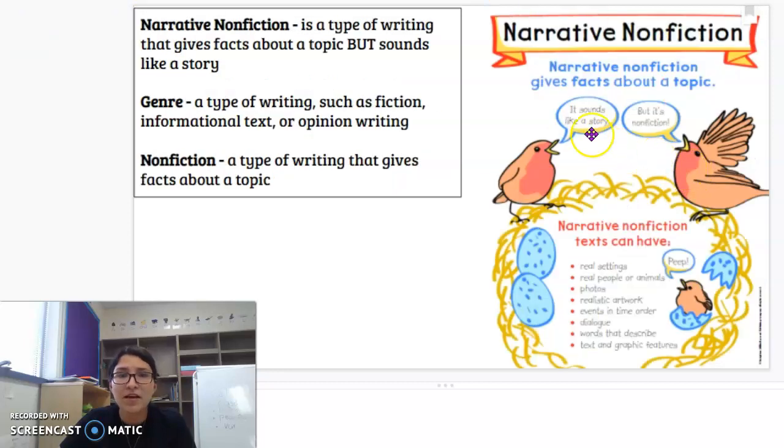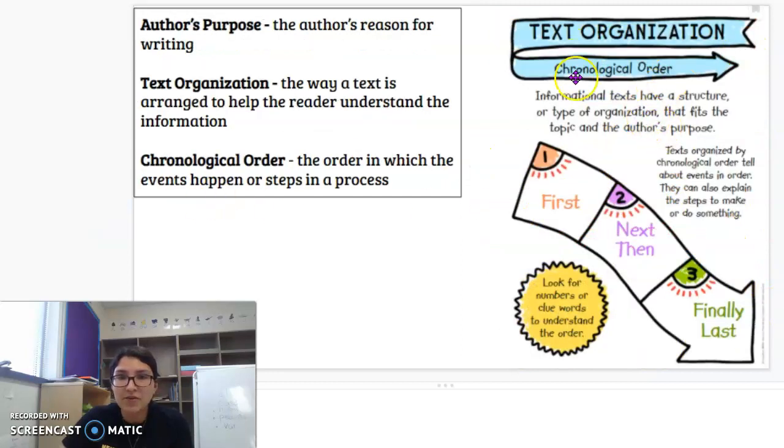And remember, narrative nonfiction is a nonfiction book that gives you facts about a topic. It sounds like a story, but it's nonfiction, so you actually are going to be really learning. So hope you enjoyed today's little lesson over text organization and chronological order.